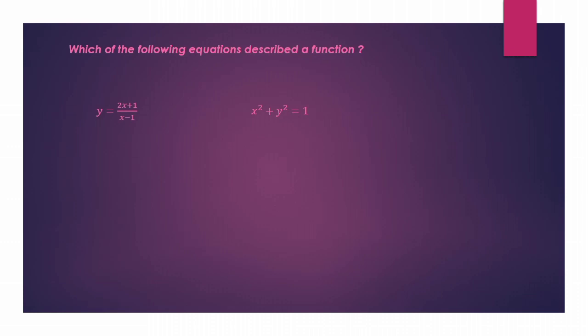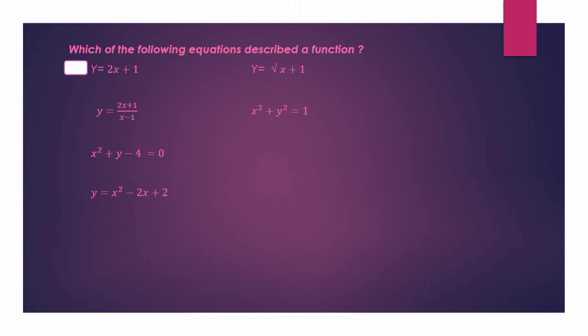X squared plus y squared is equal to 1. Y is equal to 2x plus 1. Y is equal to square root of x plus 1. X squared plus y minus 4 is equal to 0. Y is equal to x squared minus 2x plus 2. Which do you think here is a function and which is not?